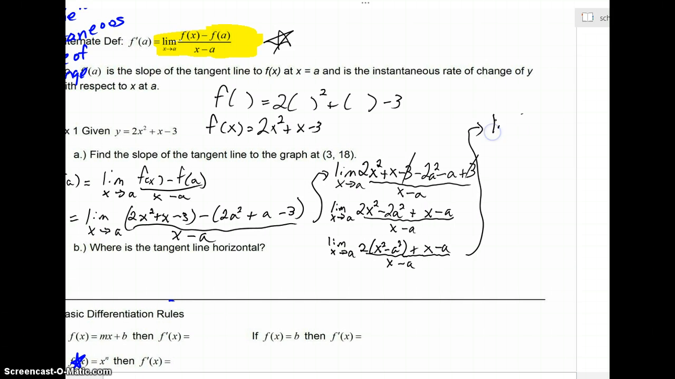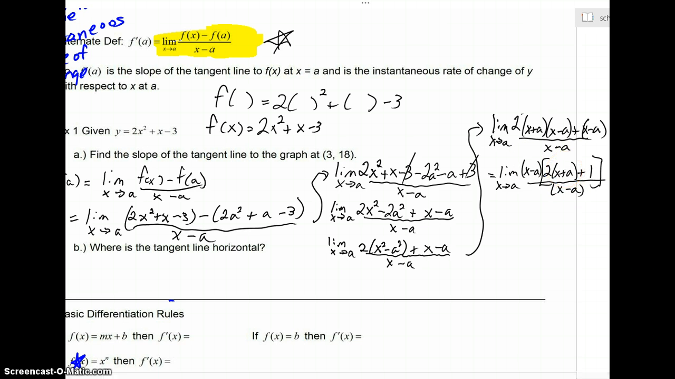So I'm going to continue working up over here, and I'm going to have my 2 out in front, but then I'm going to factor x squared minus a squared to get x plus a, x minus a. And then we also have our plus x minus a over here. Now right now we could do one of two things. We could either do some simplifying, or we could factor out x minus a from the numerator. And that's actually what I'm going to do. I'm going to pull that x minus a out in front. I'll be left with 2 times x plus a. I'll say plus, well, I'll have a 1. Factoring really means divide out an x minus a.